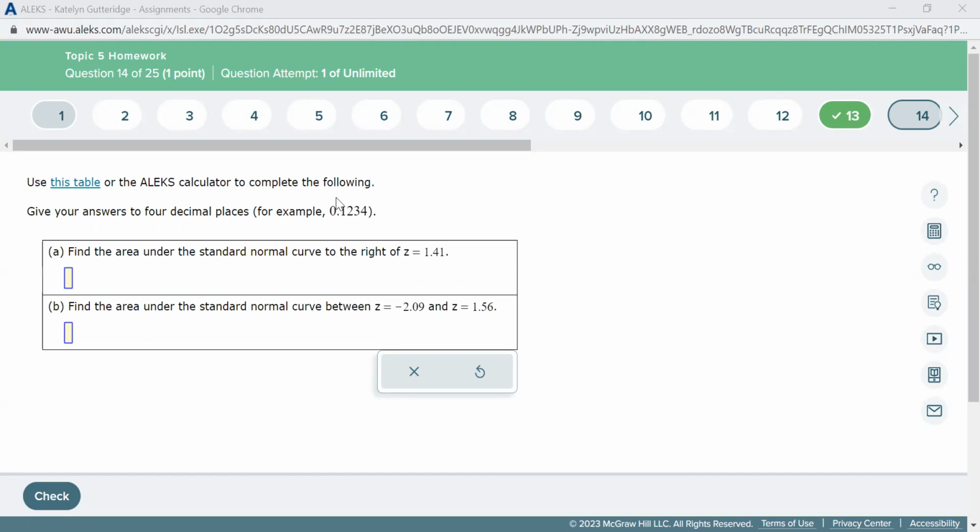So part A says find the area under the standard normal curve to the right of z equals 1.41. All right, so what's going to happen with this one is when we look up the z value for 1.41, we're going to get the area to the left of it. We need the exact opposite. So to find the opposite, we take 1 minus the area in the table. All right, so let's open our table.